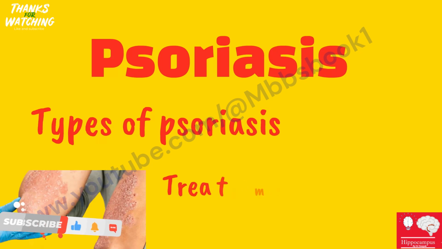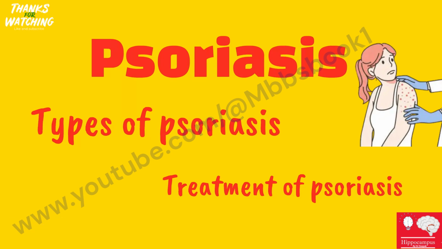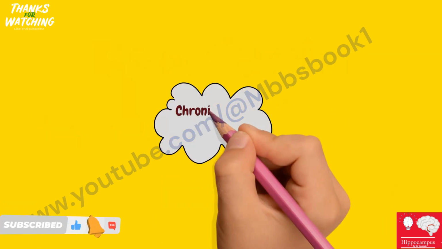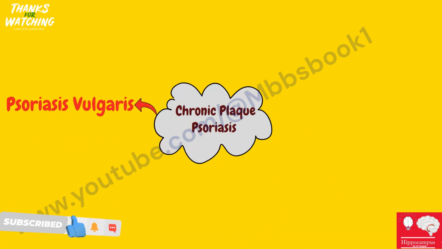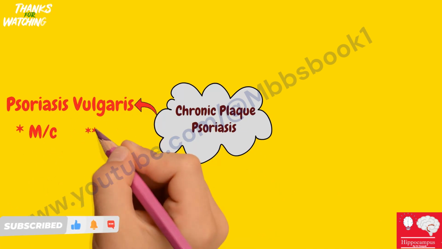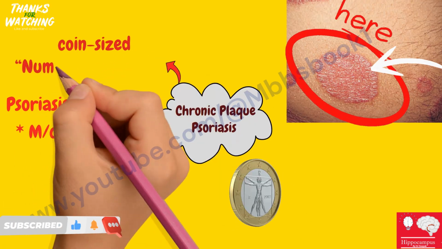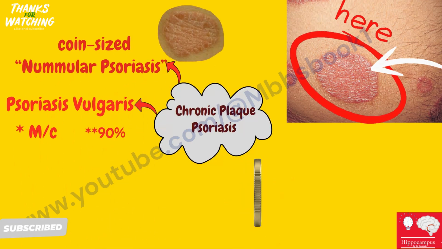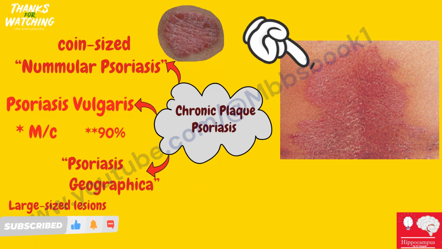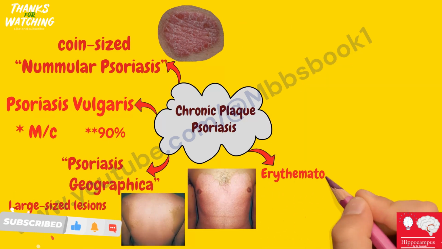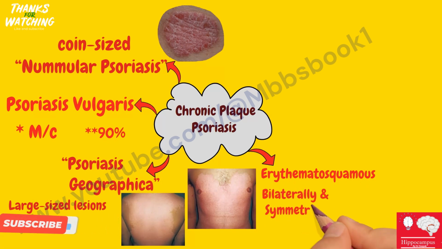In this lecture, we are going to look at the different clinical types of psoriasis and probable management. Now, the first is chronic plaque psoriasis, which is also known as psoriasis vulgaris. The most common type, seen in 90% of psoriasis patients, it may present as coin-sized lesions known as nummular psoriasis or large size lesions known as psoriasis geographica. These are well-defined erythematosquamous plaques which tend to be distributed bilaterally and symmetrically.